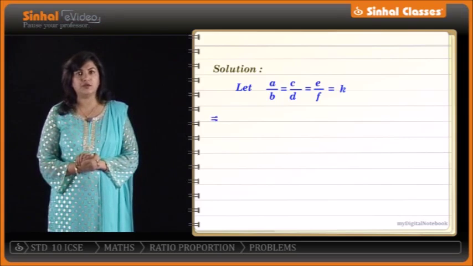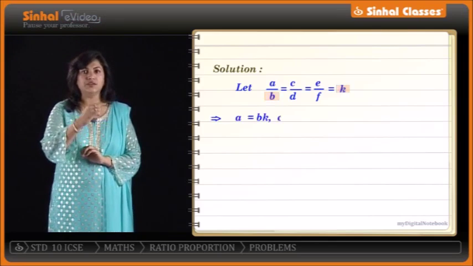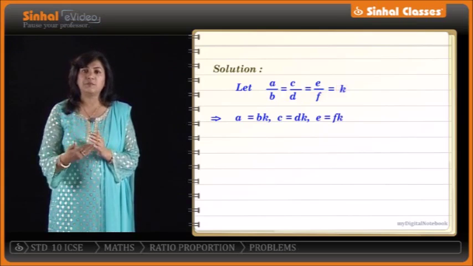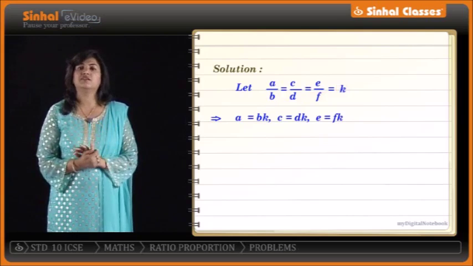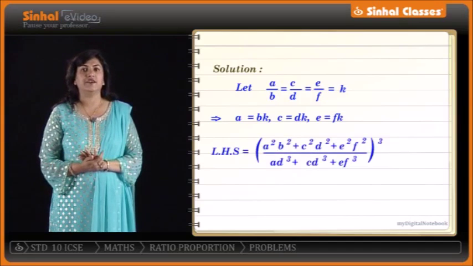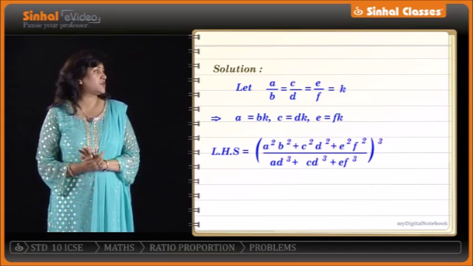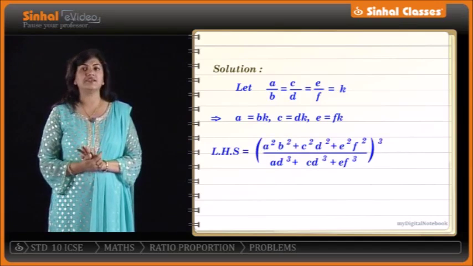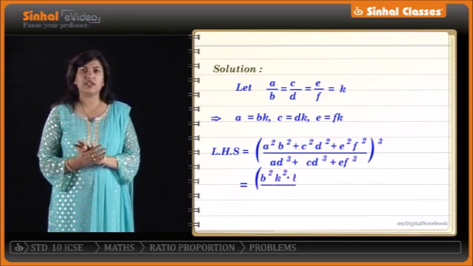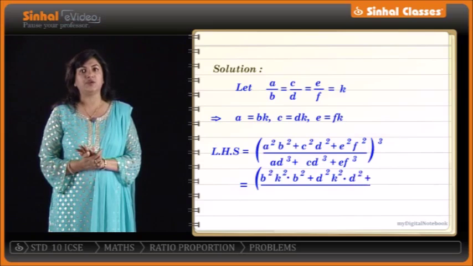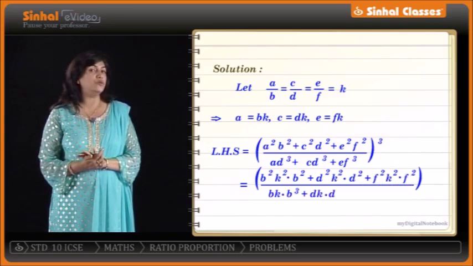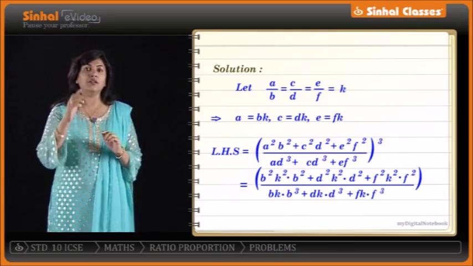So we get a is equal to bk, c is equal to dk and e is equal to fk. Now instead of 6 variables, we are replacing 3 of them. So we will be just left with 3 variables. Let's do that first. In LHS we will get, instead of a square, we are writing b square k square. In place of c square, we are writing d square k square and e square as f square k square. So LHS becomes b square k square into b square plus d square k square into d square plus f square k square into f square. The denominator becomes bk into b cube plus dk into d cube plus fk into f cube, the whole cube.